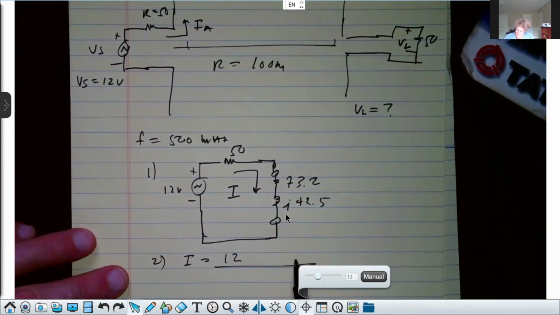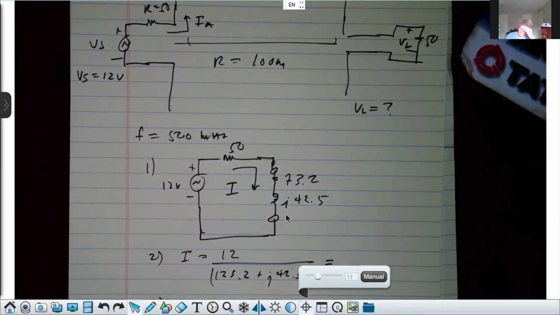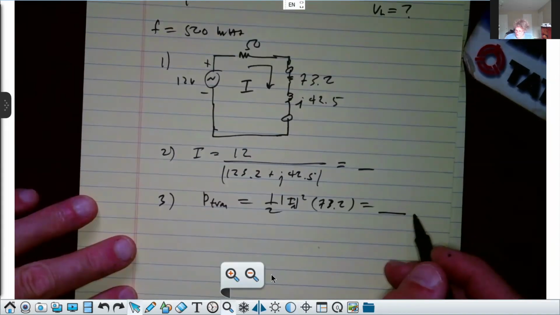All right, how do I get that current? So it'd be 12 over 50 plus 73.2 plus j42.5, so 123.2 plus j42.5. What's the third step? Now I got that, what am I going to do? Transmitted power, I squared R per two. Now what, Keith?